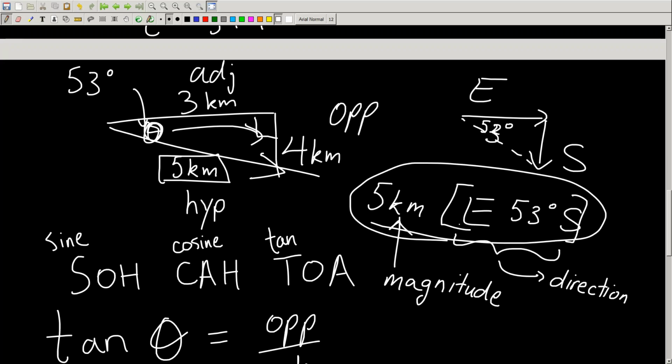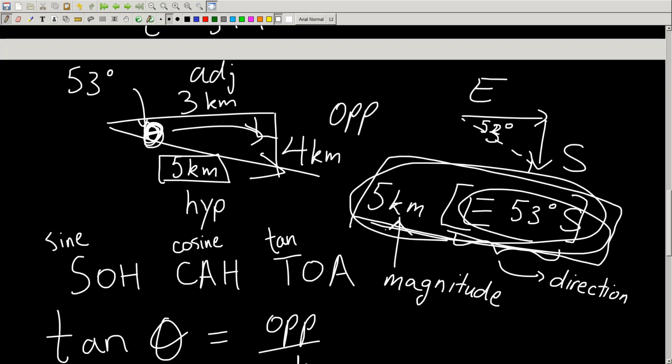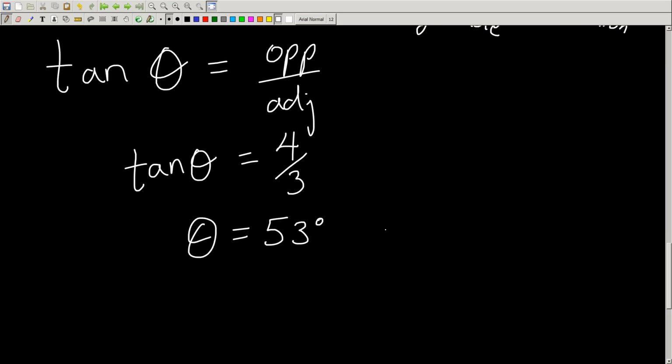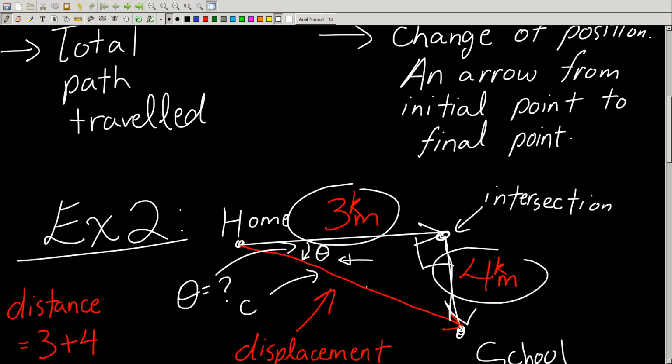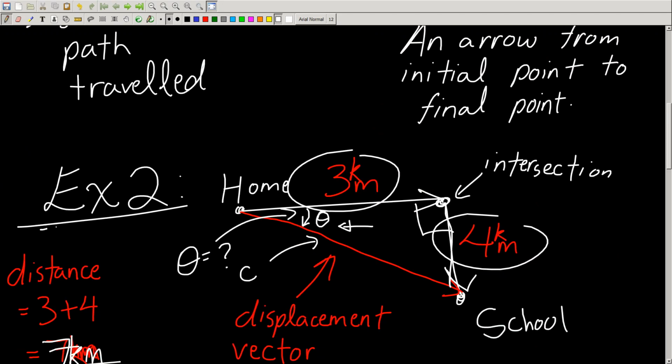And we needed the direction. We needed to know the angle theta, which using SOHCAHTOA we found to be 53 degrees. So after finding it to be 53 degrees, we can describe the direction: east, then 53 degrees south. So our displacement vector is 5 kilometers east, 53 degrees south. So that's it. That's the major difference between distance and displacement, and that was outlined using an example too.